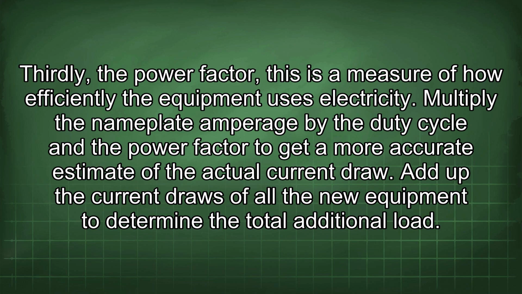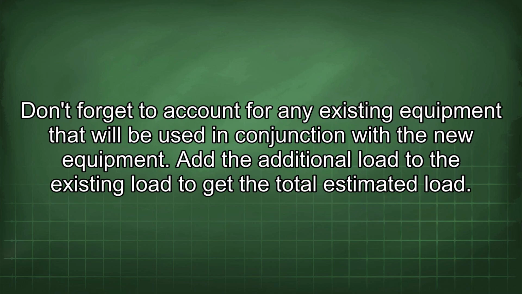This is a measure of how efficiently the equipment uses electricity. Multiply the nameplate amperage by the duty cycle and the power factor to get a more accurate estimate of the actual current draw. Add up the current draws of all the new equipment to determine the total additional load. Don't forget to account for any existing equipment that will be used in conjunction with the new equipment. Add the additional load to the existing load to get the total estimated load.